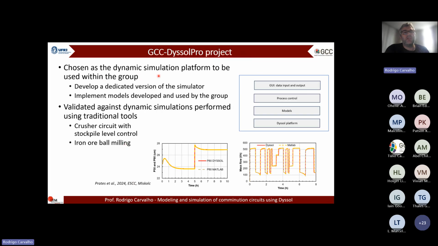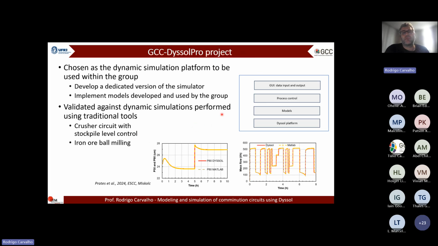So as we chose this dynamic simulator platform to be used within the GCC group, we developed this dedicated version of the simulation, which is called the GCC Dyssol Pro, and we implement the models developed and used by the group. So we have the quality assurance of the models that are implemented and will be implemented there. And we perform the validations, as I said.